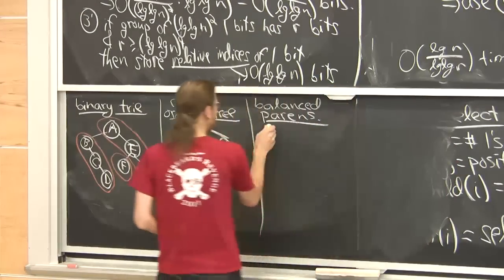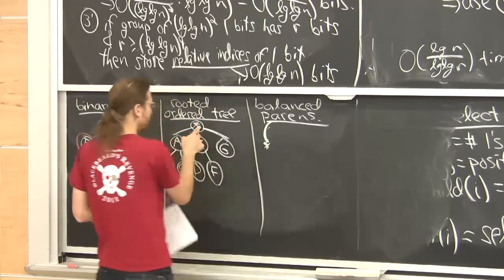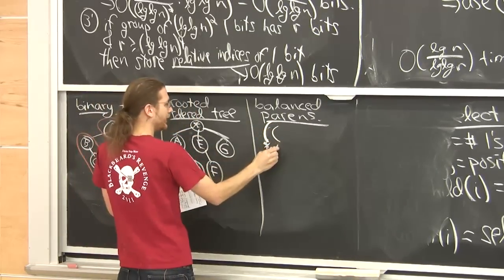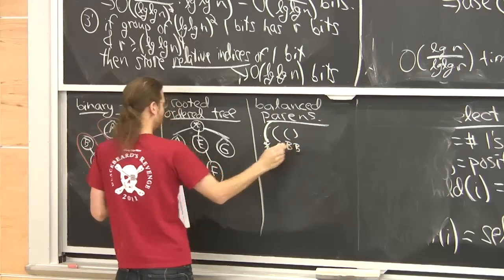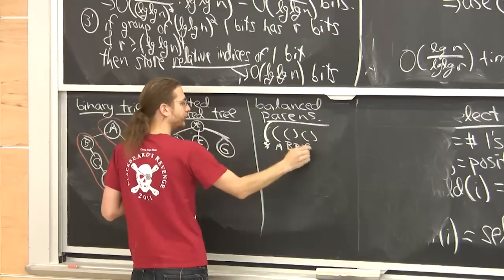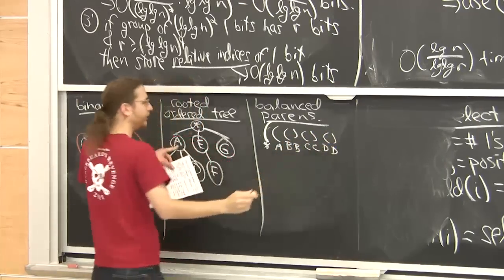This is going to be an open paren for the star. Why don't I make that one really big? We start here, then we open the A chunk, then we do B, which has no children, then we do C, which has no children, then we do D, which has no children, and that finishes A.